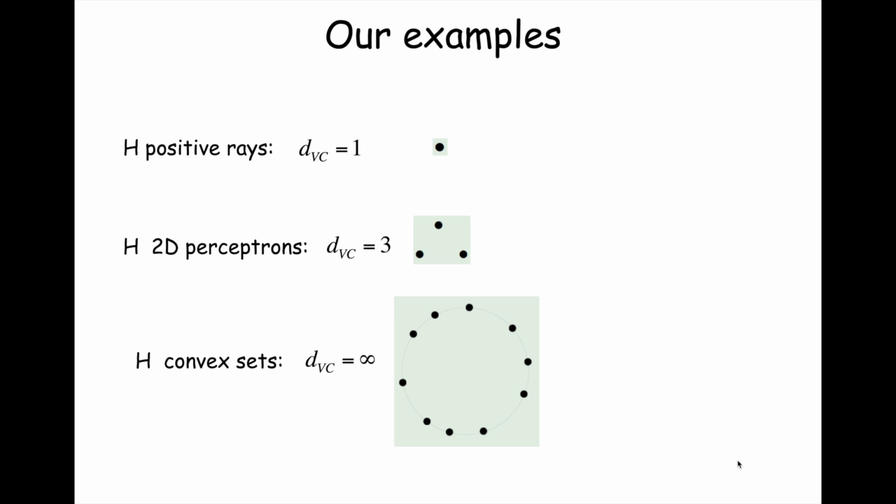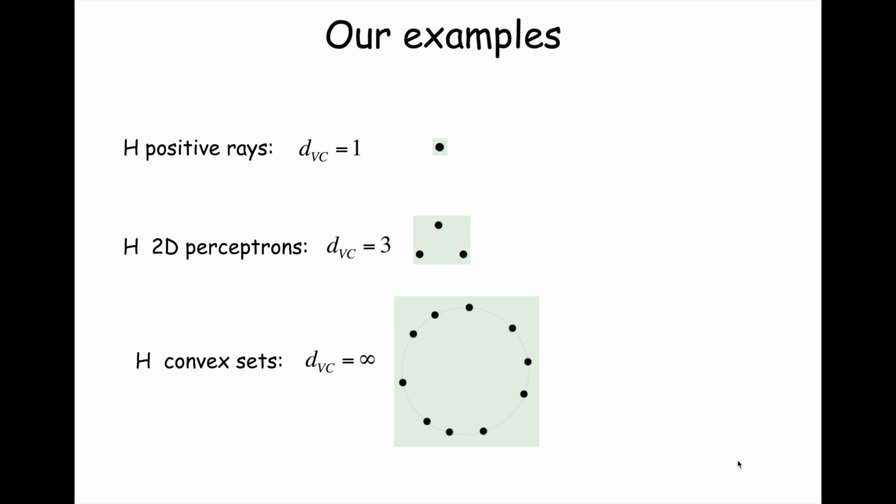So if you look at it, we see that the convex sets are more descriptive than the 2D perceptron, line in the plane, and the line in the plane is more descriptive than the positive rays. Okay. Any questions about this? Does it make sense?